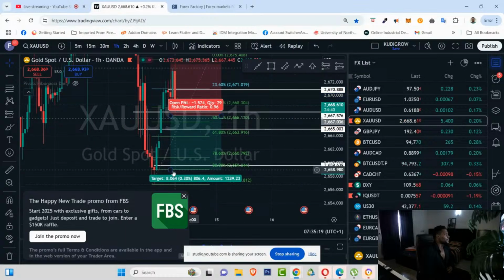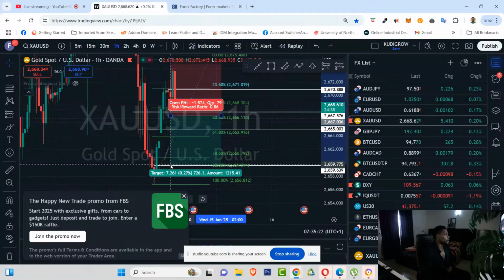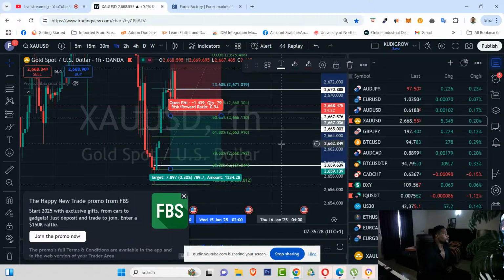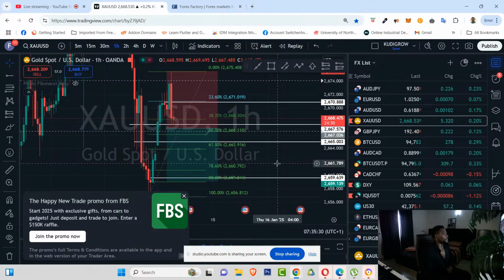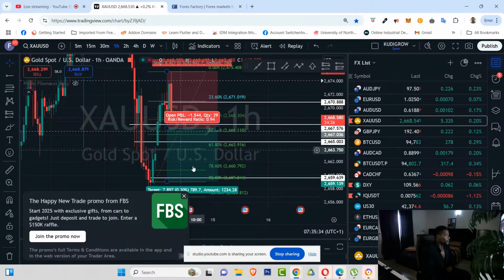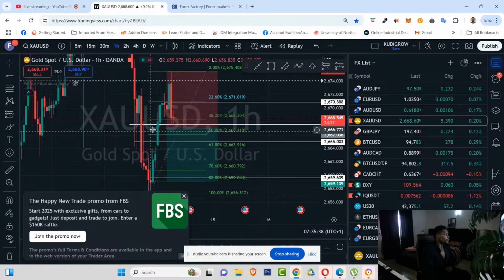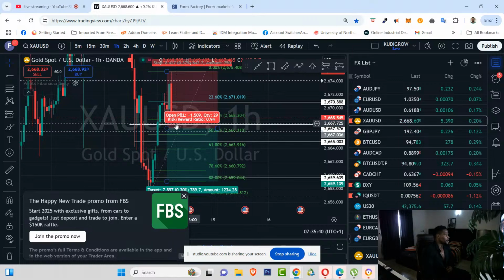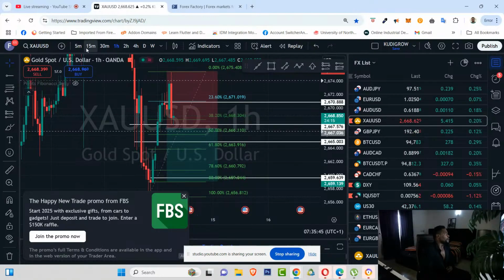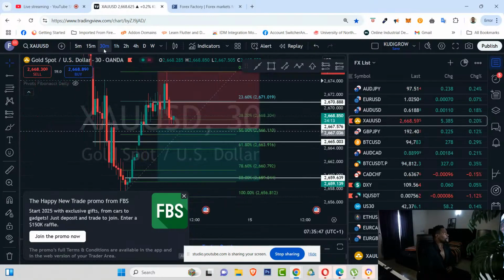Then you can let it run and take partials as and when due. You can see that right here. But if you want a much clearer trade, this is good. The only thing is that if it breaks down, it could take a while because of all these shadows. It could dip down and pull back up. But to be much safer, you want to wait.